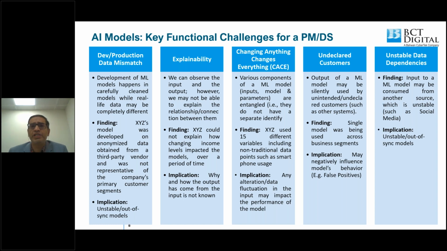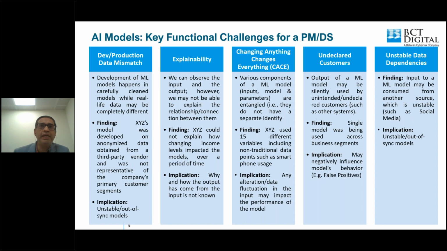The third aspect is what is called CACE, which means changing anything changes everything. The model itself is so intertwined that even if you change a small thing, it has a big ramification on the output. For example, in XYZ's case, they were using close to 15 variables, including some non-traditional data such as smartphone usage and those kind of things. By dropping or altering even one variable, it had a huge variation on the outcome of the model itself.